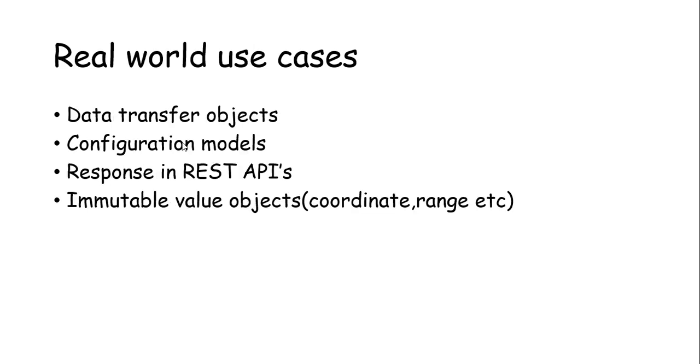Mostly in data transfer objects, where the purpose of the object is just to hold the data and use it for transfer. For configuration objects, wherein we use config values which are static in nature and rarely change, we can use configuration records. Also, as a response in REST APIs, we can use records, and for immutable value objects which hardly change, for example, geo coordinates and ranges and other stuff. We'll see all of this using a code example. So let's get started with the code.